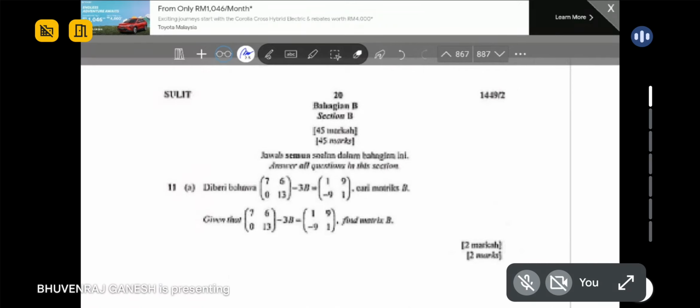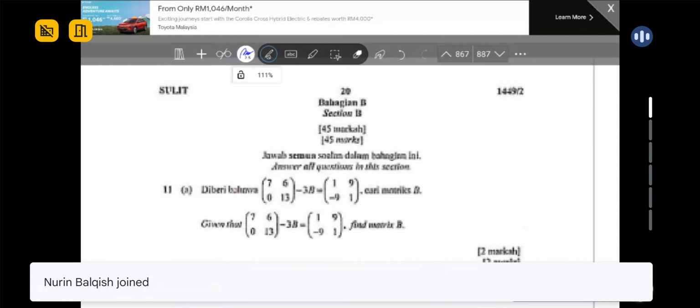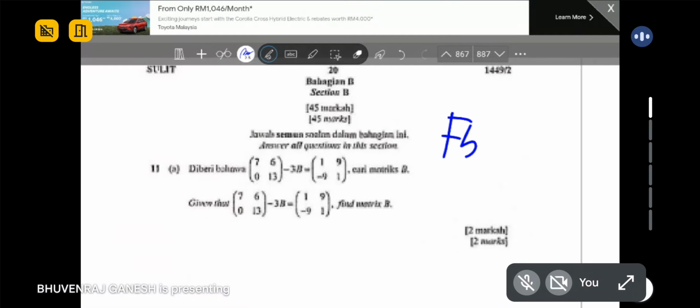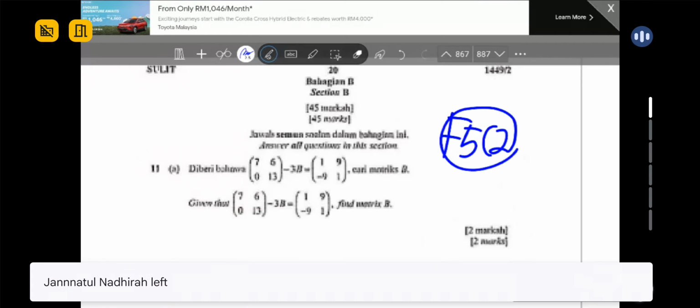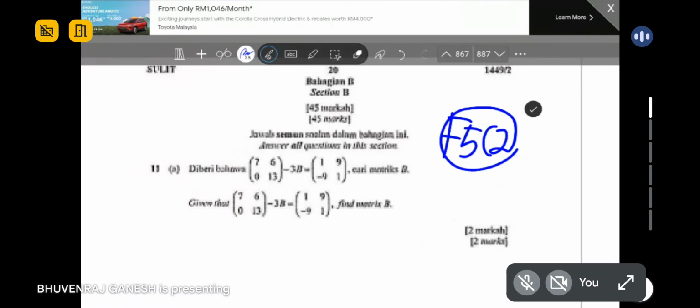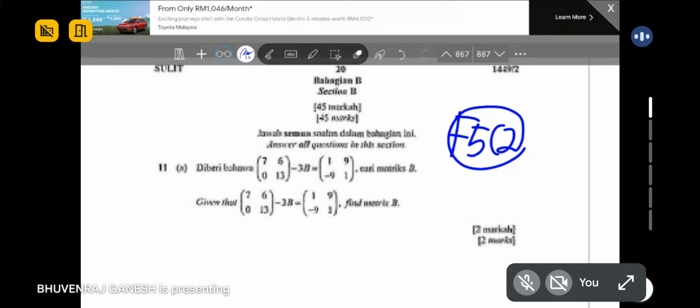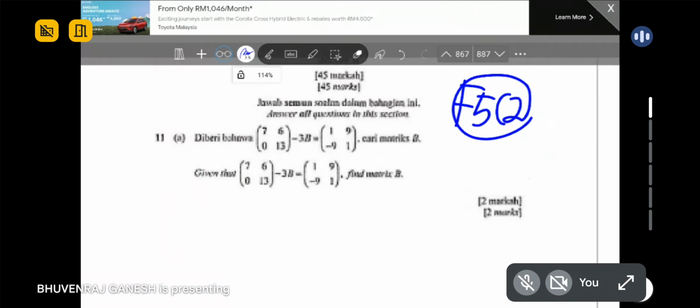Question 11. Okay, so now section B jadi guys. Bahagian B. So this question is matrix. Form 5 chapter 2. Matrix. Siapa tak suka matrix? Anyone? Who don't like matrix? Matrix actually is a very famous topic for section B guys. I can tell you that. Section B they like to ask matrix. Suka sangat tanya.